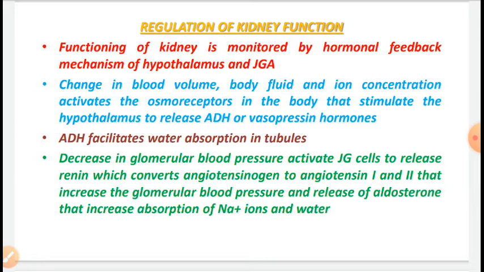So, regulation of kidney function. The functioning kidney is efficiently monitored and regulated this way. We can also say by hormonal feedback mechanism involving the hypothalamus, JGA, and to a certain extent the heart. Here the main role is the renin-angiotensin mechanism, and this way by the renin-angiotensin mechanism regulation of kidney functions is carried out.